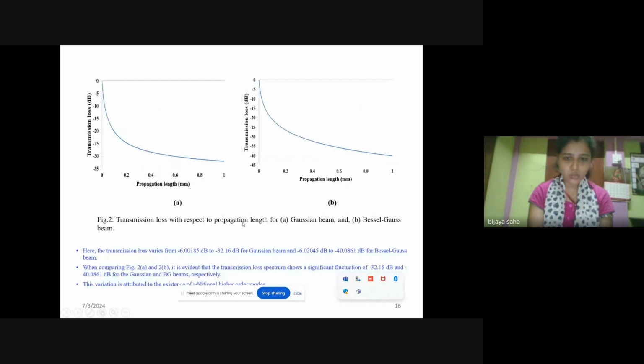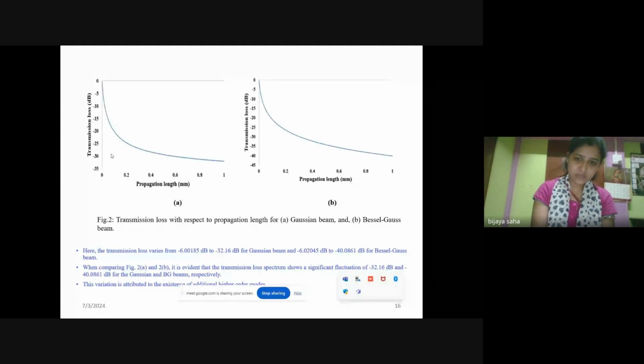Now proceed to figure 2A and B, which represent the transmission loss with respect to propagation length. This is for the Gaussian beam and this is for the Bessel Gauss beam, obtained when the input is 450 nanometer and the concentration of bilirubin is 0.05 gram per milliliter. From this figure we can see that in the case of the Gaussian beam, we are getting less loss as compared to the Bessel Gauss beam. We are getting more loss in the Bessel Gauss beam because more higher order modes are activated.